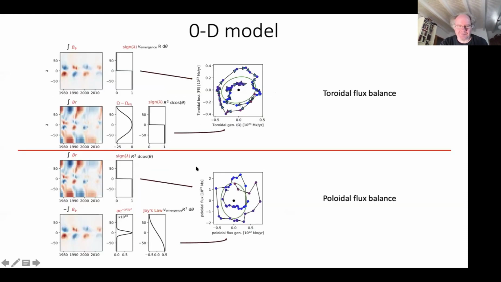In the same way, we have a nice little cycle where we generate poloidal field by flux emergence, which is tilted, and the tilt is captured here. It has to occur close to the equator because the whole story is about getting flux across the equator. And you can determine all these from observations extremely well. And this generates poloidal flux of about 10^22 maxwells per year.